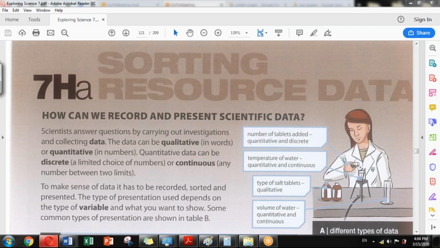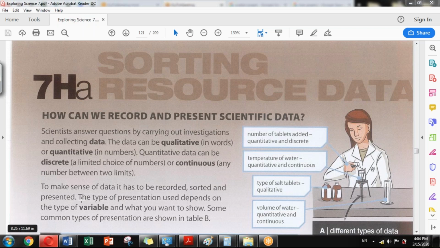In order to prove, for example in chemistry, we are doing a lot of chemical experiments and reactions in order to get data. This data can be qualitative, where the information is given in words, or quantitative, in numbers: 5, 6, 100, thousands, and so on. Quantitative data can be discrete, a limited choice of numbers. As you remember, guys, in the biology lesson on variation, I told you variation can be discontinuous and continuous. And discrete is the same as discontinuous.